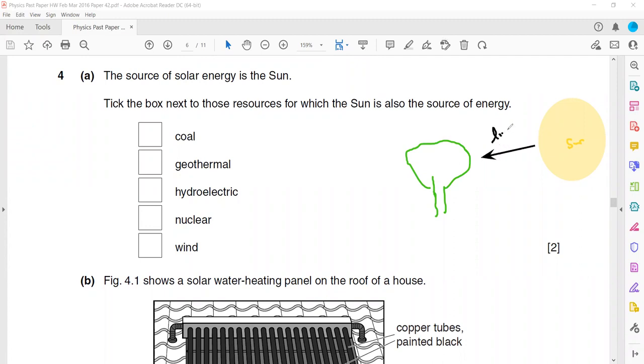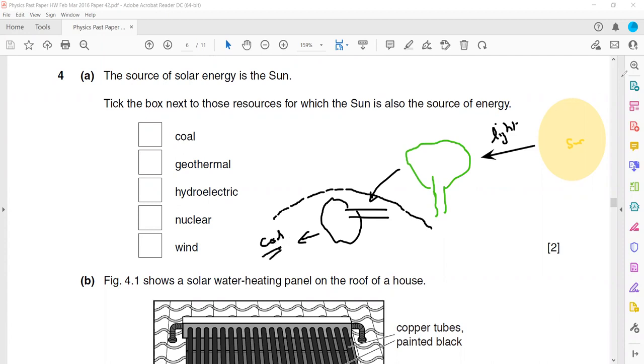And when these plants die, if they are covered with a layer of sand under high pressure in a limited supply of oxygen, what will happen? This will turn into coal. So basically the energy which is present in coal is from the sun only. That's why we take coal.